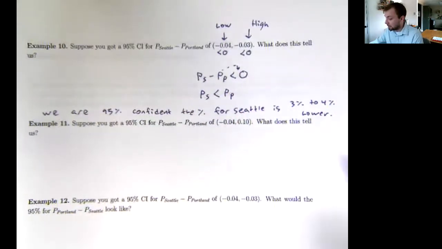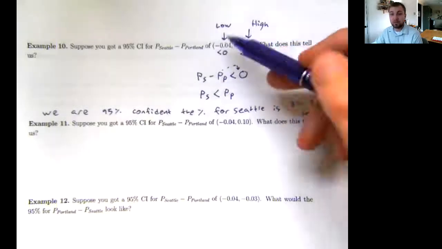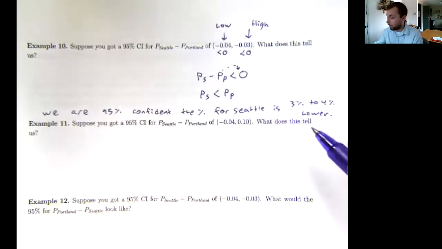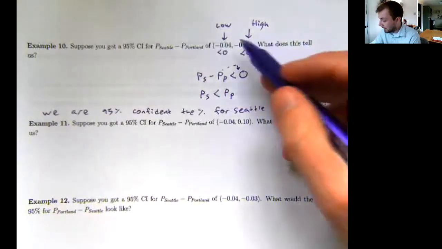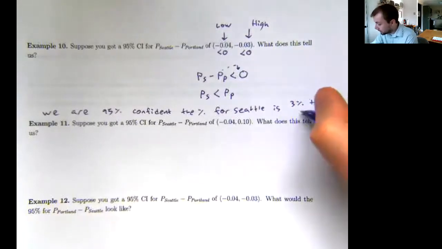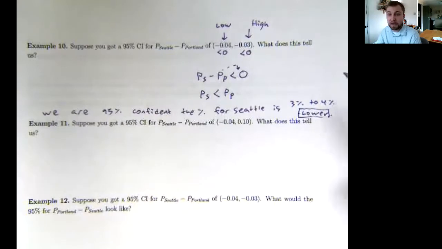You may have noticed that I switched those numbers and I did 3% to 4%. If you would have said anywhere from 4% to 3% lower, that would still make sense. I hope you're seeing, though, that that negative number is really encompassed in that word lower. If that was positive, I would say 3 to 4% higher. The signs are determining what word I have there in my conclusion.